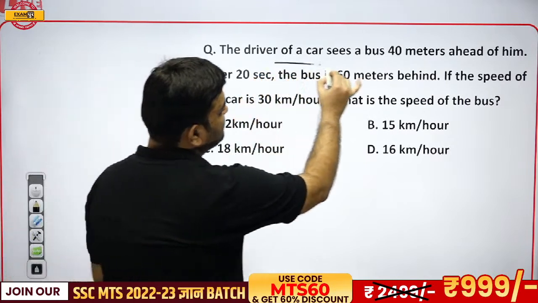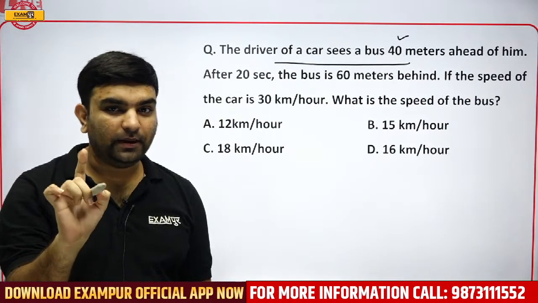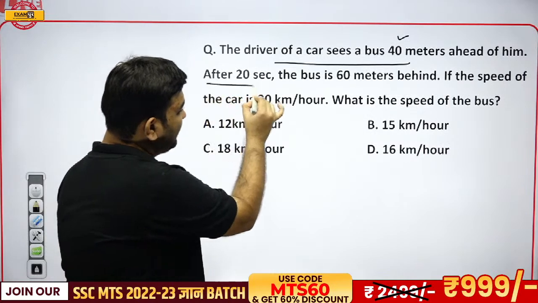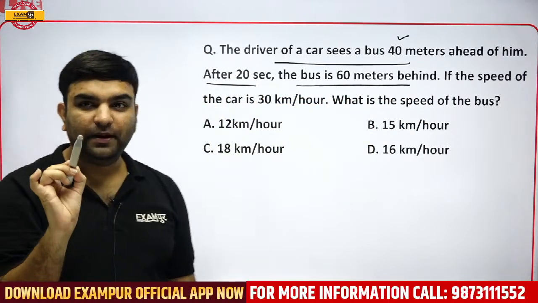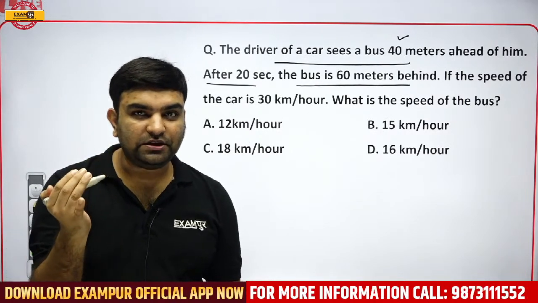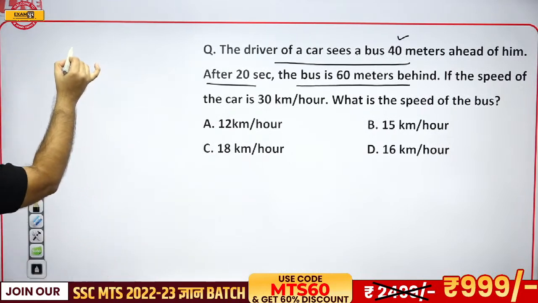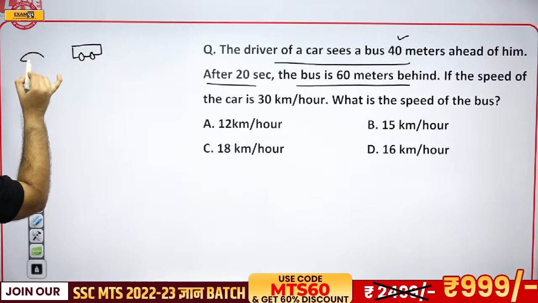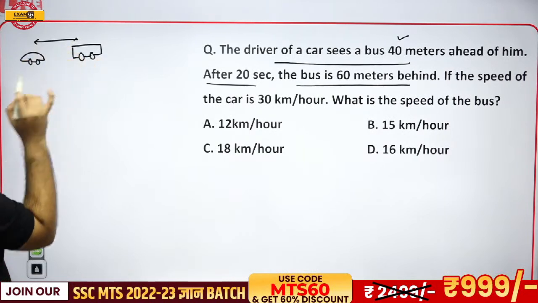The driver of a car sees a bus 40 meters ahead of him. So initially the bus was ahead of the car. After 20 seconds, the bus is behind. Initially the bus is ahead. It's a normal, real life situation. Look at how it is. Initially the bus is ahead of the car (40 meters).